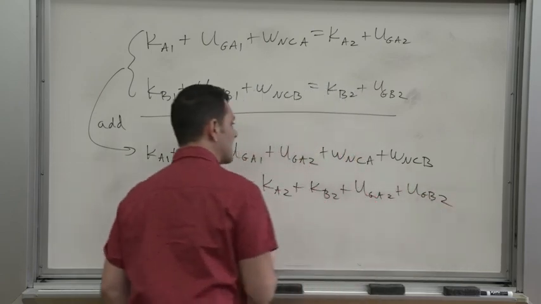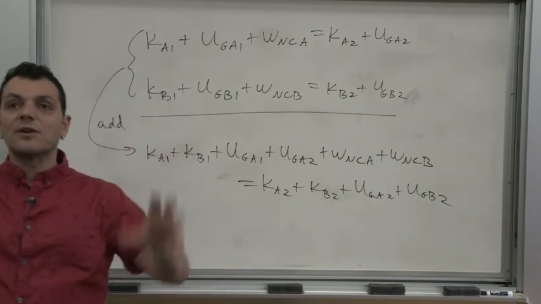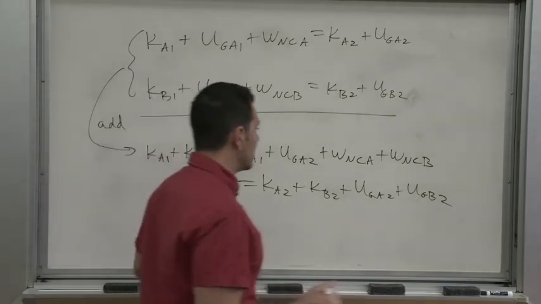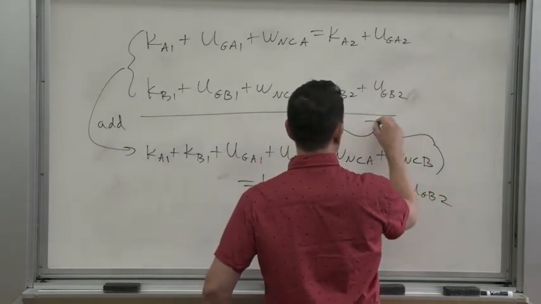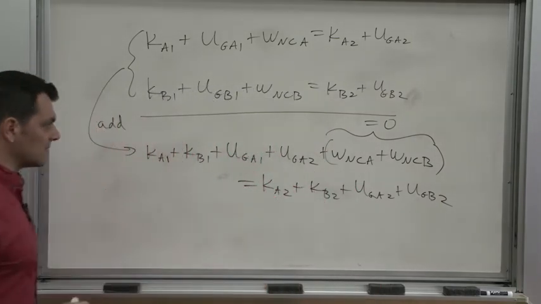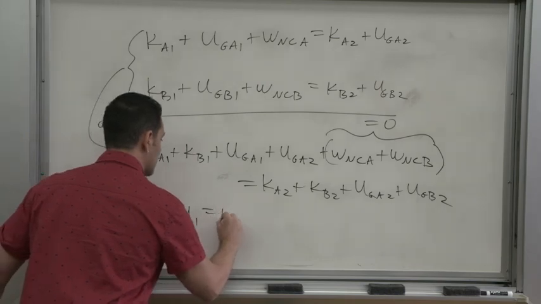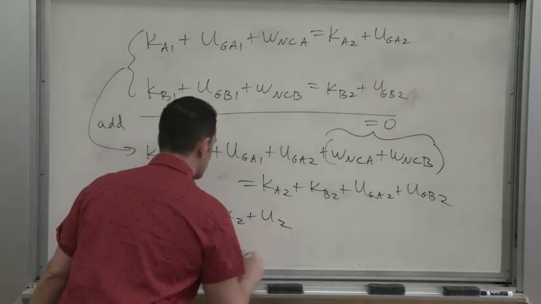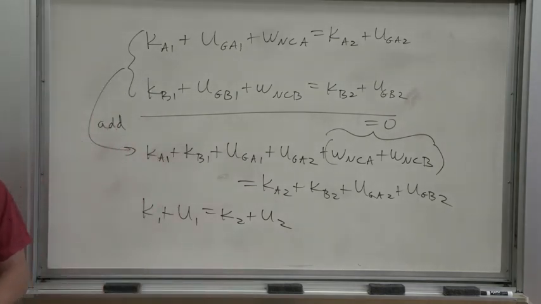And what I'm telling you is that when you have two masses connected together, one pulling on the other, and they're connected by strings, then this is equal to 0. And what you simply get is K1 plus U1 is equal to K2 plus U2, but each of these is for both mass A and mass B. Okay?